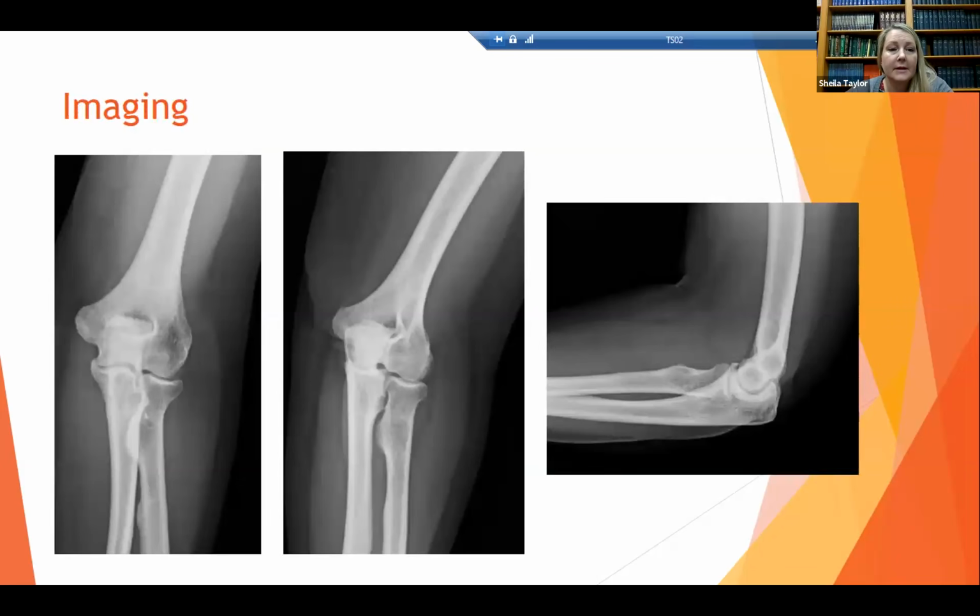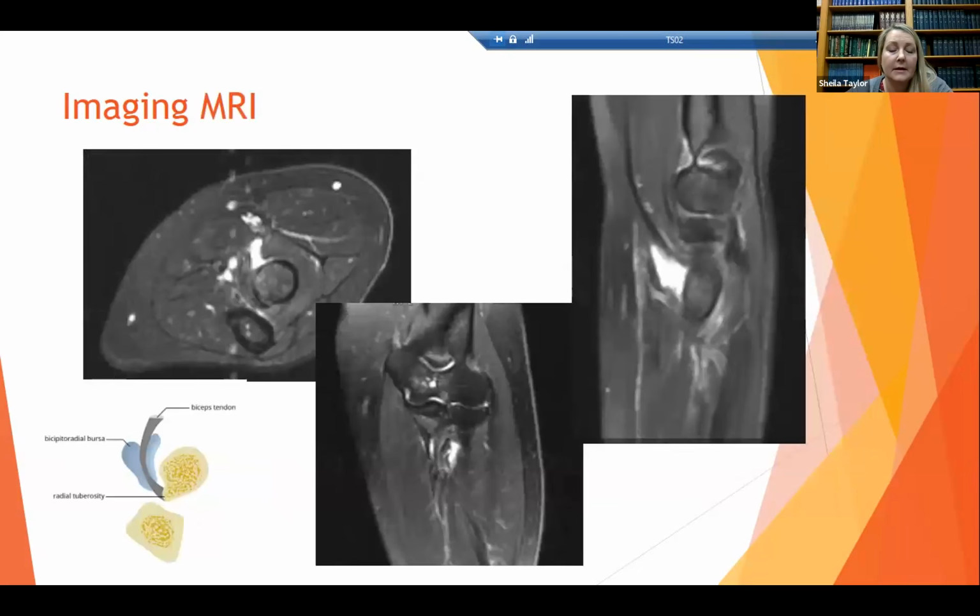She had x-rays that showed just mild degenerative changes of her radiocapitellar joint, but nothing significant. Then she did have an MRI about 1.5 years prior to meeting me, because she had a delay in her treatment. And so these are her MRI images. Just one slice of each, but we can really see this pretty clearly.